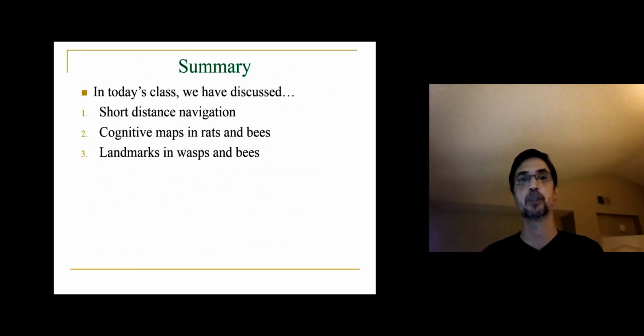Alright, so in today's class we discussed short distance navigation, and we looked at 2 general strategies that animals can use to engage in this kind of short distance navigation around a home range. We looked at cognitive maps, and we also looked at the exploitation of landmarks by wasps and bees.